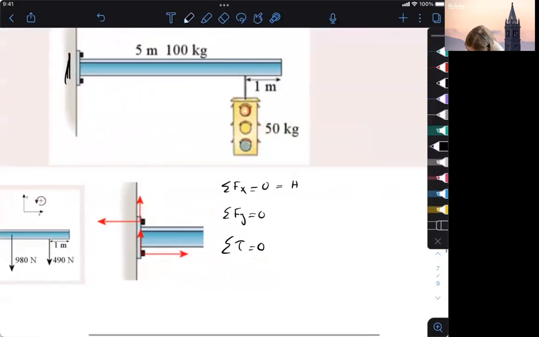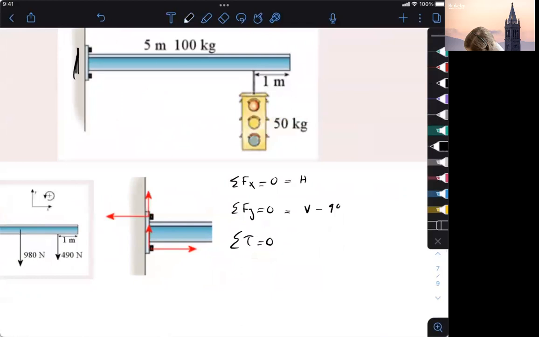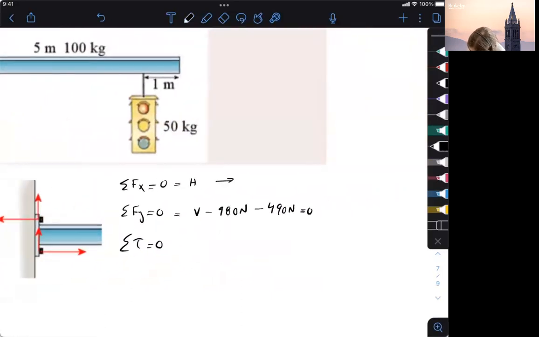So let's go ahead and do that. That's equal to V minus 980 newtons minus 490 newtons equals 0. So I know right away that H is equal to 0. And then for V, I also have a value because it's the only variable in that equation. So V is going to be equal to 1470 newtons. Okay, so I have this value and I have this value.